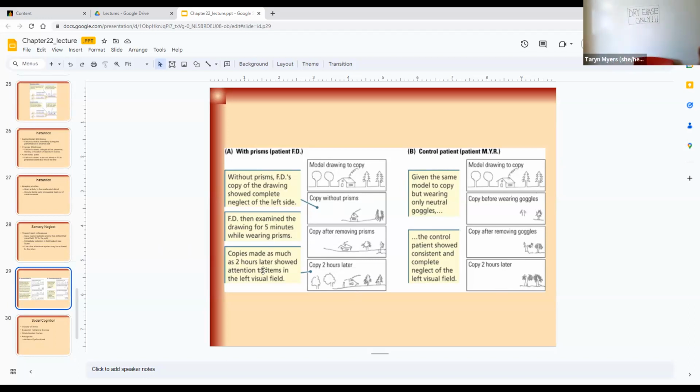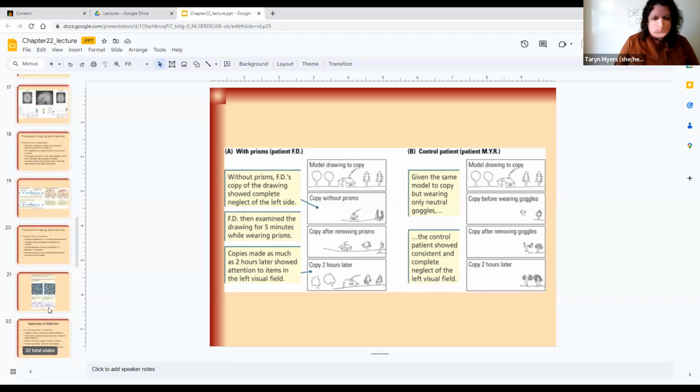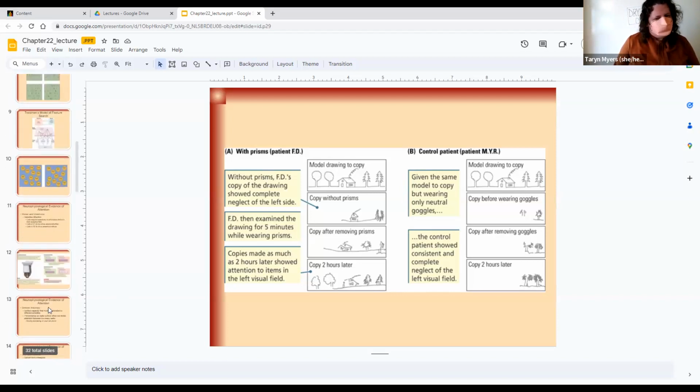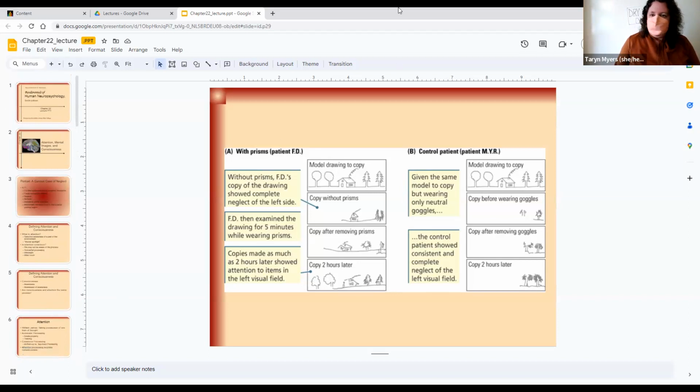And so I don't know if you guys can see this, it's a little blurry up here, but basically when they copied it without prisms, they just did half the house and then the trees on this side. And then when they had them copy it after getting used to wearing those prisms, they did this thing. That's really cool. So there are ways we can sort of correct for this, if that makes sense. Although they certainly aren't necessarily something we want permanently.